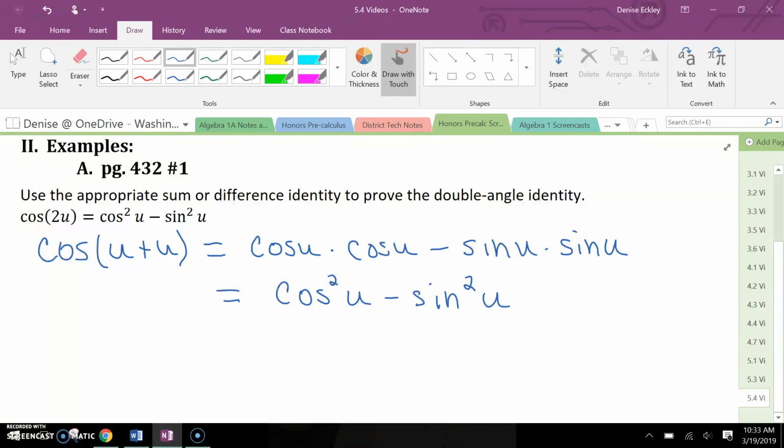So now we've proven in two short steps that cosine of 2u equals cosine squared u minus sine squared u.